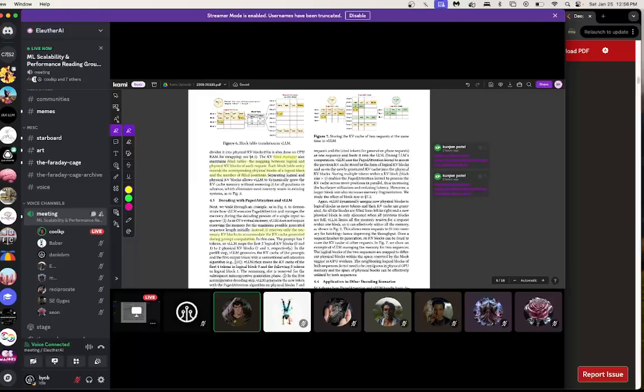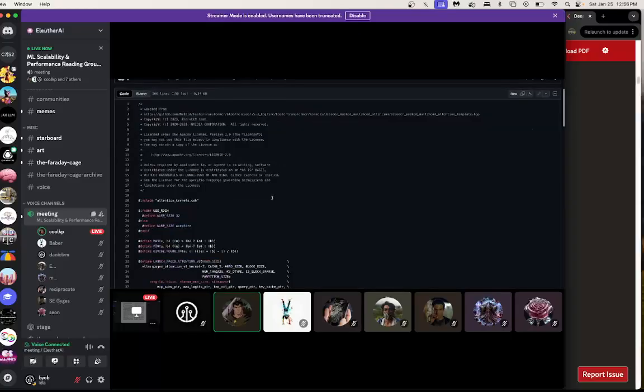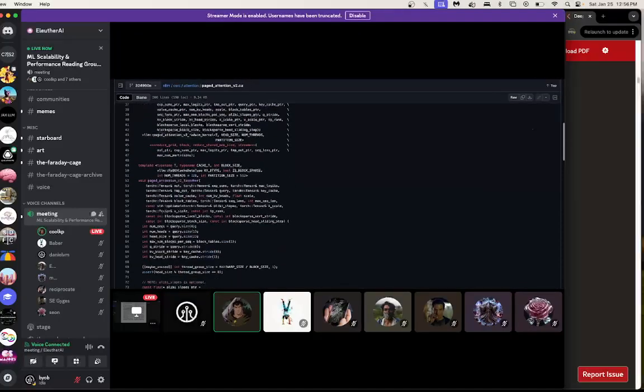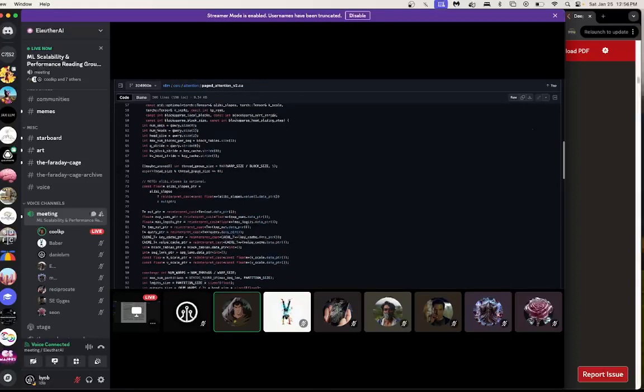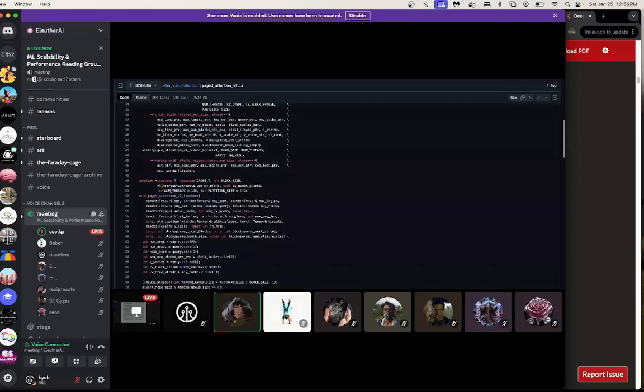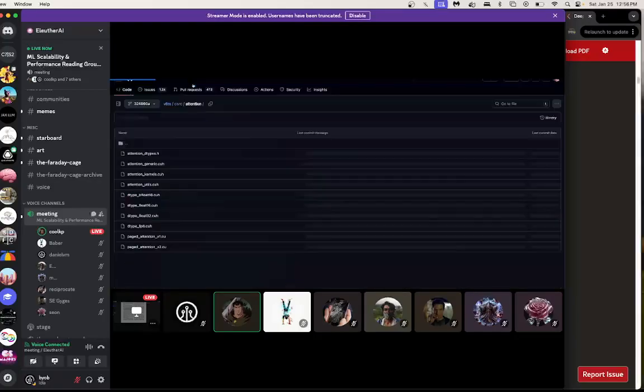During the LLM's computation, vLLM uses the PagedAttention kernel to access the previous KV cache in the form of logical blocks. Yeah, I can show this kernel. This is the kernel that they use in their attention.